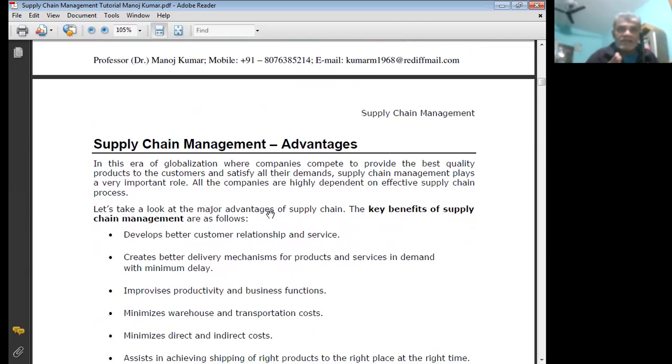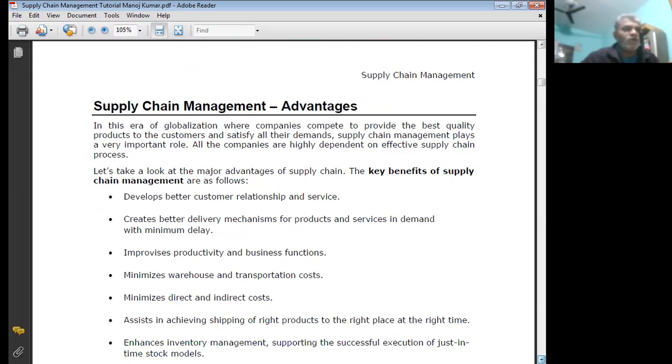Supply chain management advantages. What are the advantages of supply chain management? In this era of globalization where companies compete to provide the best quality products to the customer and satisfy all their demands, supply chain management plays a very important role. All the companies are highly dependent on the effective supply chain process. Let's take a look at the major advantages of the supply chain. The key benefits of supply chain management are as follows.